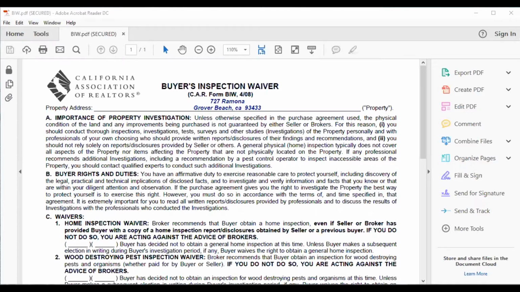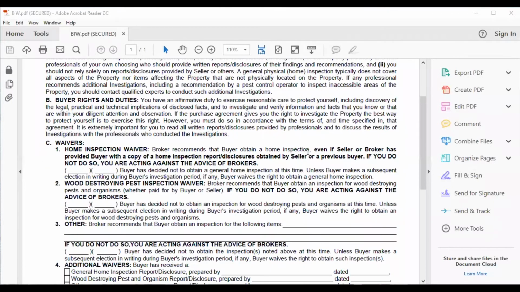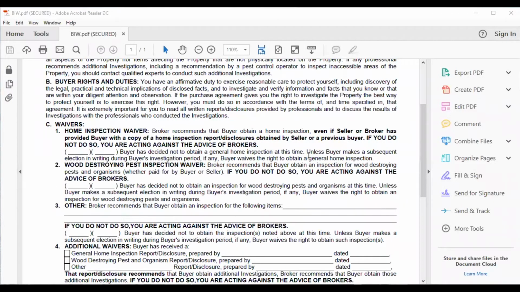This form is for any and all types of transactions: cash transactions, seller financing, conventional, any type of transaction that you have the buyer. It's very important that you understand that this is actually the buyer letting you know that they're waiving their right to these inspections.